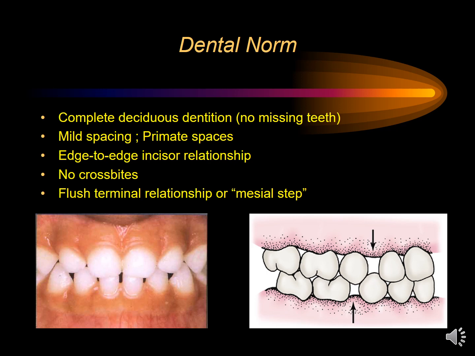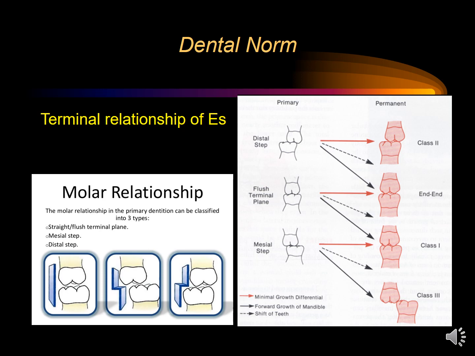Okay, let's look at a dental norm. In the deciduous dentition, the norm is that there should be a complete deciduous dentition, meaning no missing teeth. Mild spacing should be present with primate spaces. Edge to edge incisor relationship should be present. There should be no cross bites, and the molar relationship should be flush terminal plane or a mesial step. The distal step generally leads to the formation of a class 2.